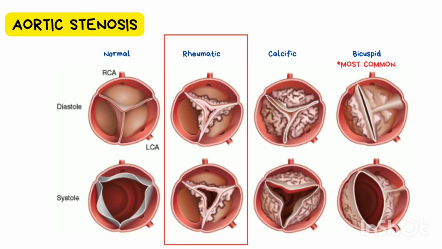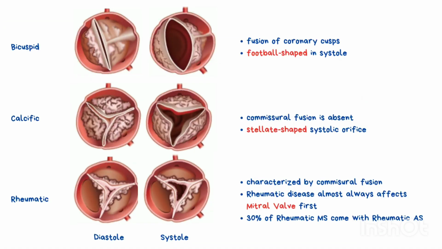And finally, there's rheumatic valve disease. While it's less common in developed countries, globally it remains more prevalent than calcific stenosis. To recap, bicuspid valve is the most common cause, followed by calcific degeneration related to age and lifestyle, and then rheumatic valve disease.